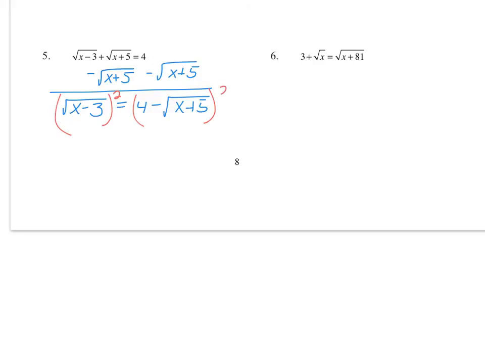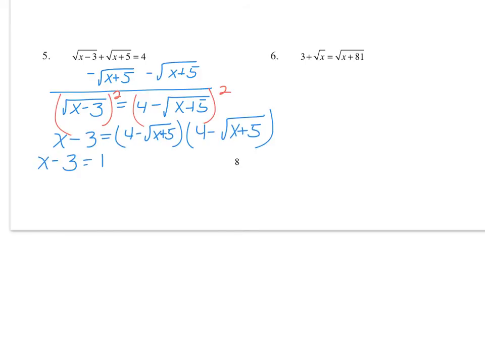Okay, so let's do that. On the left, squaring and square root cancel each other out, so I get x minus 3. On the right, I have a binomial. And when a binomial is squared, it means to multiply it by itself. So I'm going to have 4 minus radical x plus 5 times 4 minus radical x plus 5. All right, so I'm going to have to do double distributive property to the right side. Bring down the x minus 3.